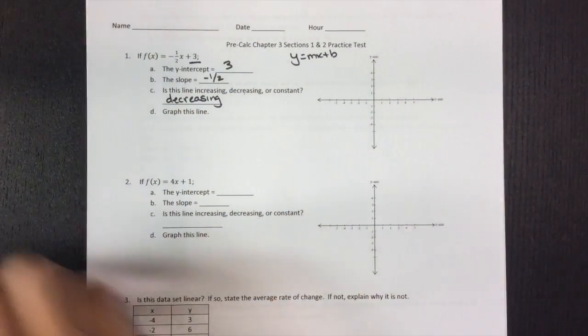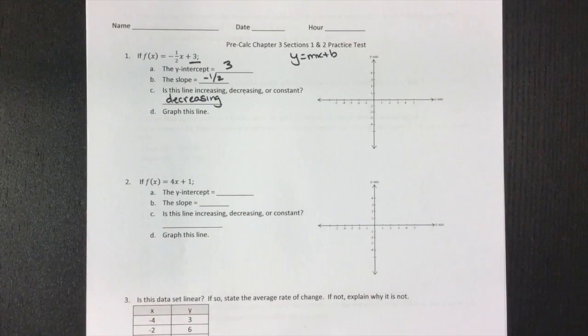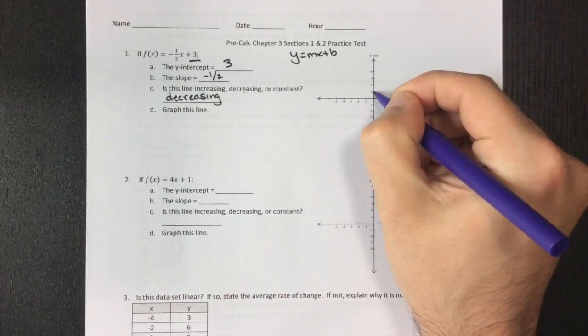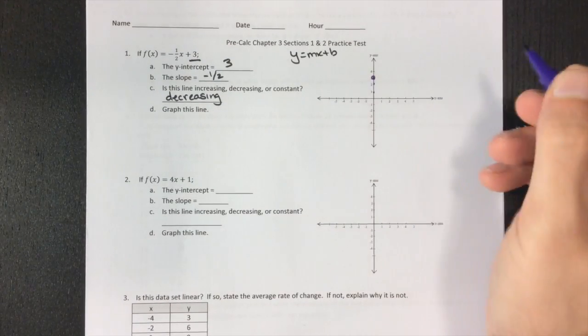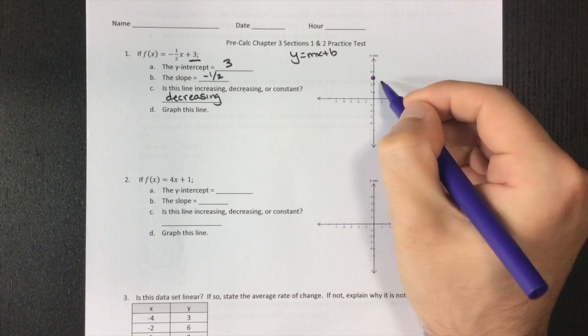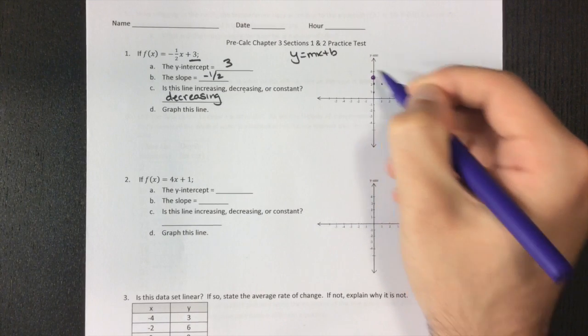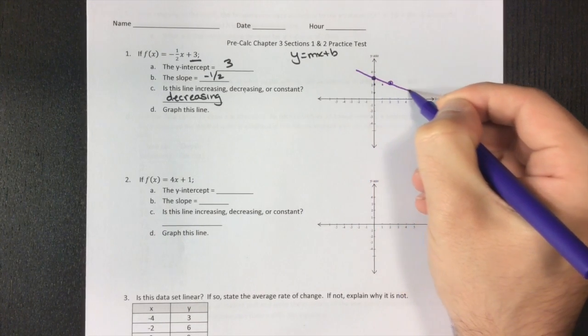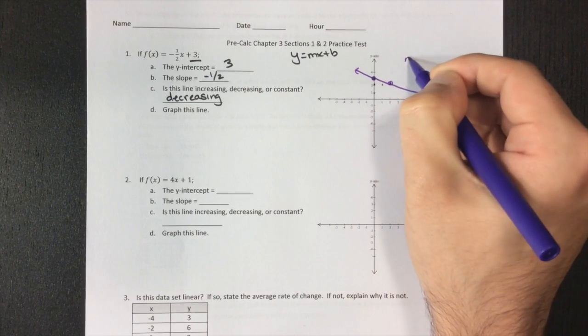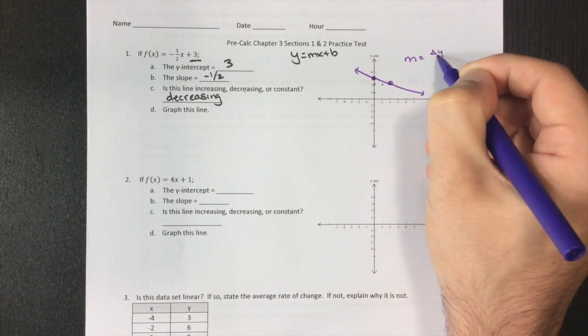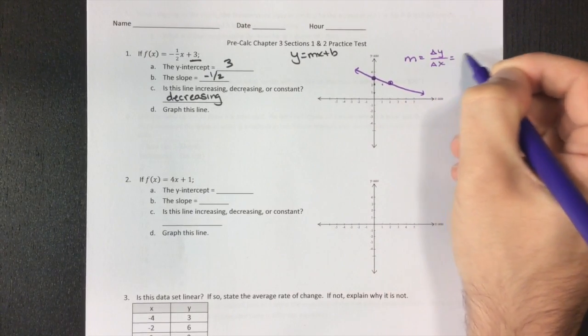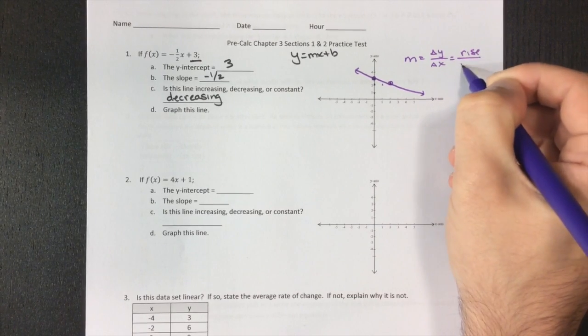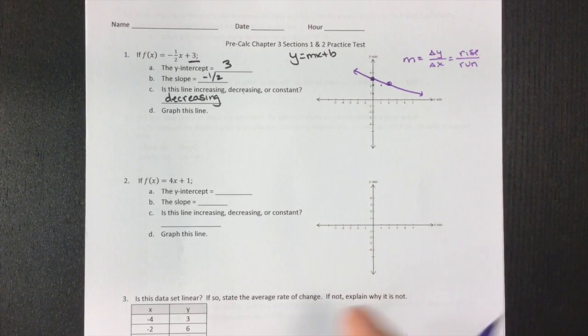And then the graph of this is we start at the y-intercept. So we go 1, 2, 3. And then we go down 1 to the right 2. And then we're just going to draw our line right through there. Remember, slope is always the change in y over the change in x, which is the rise over the run, or the y's over the x's, is how I like to remember it.